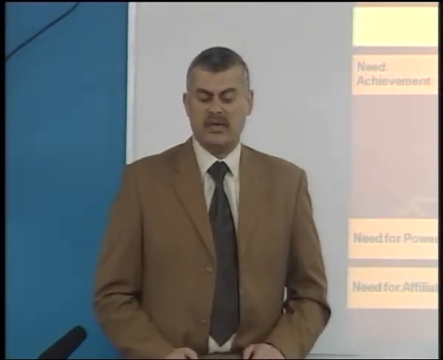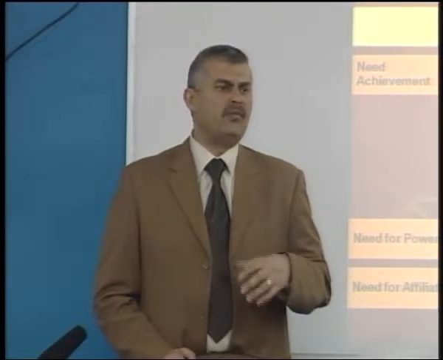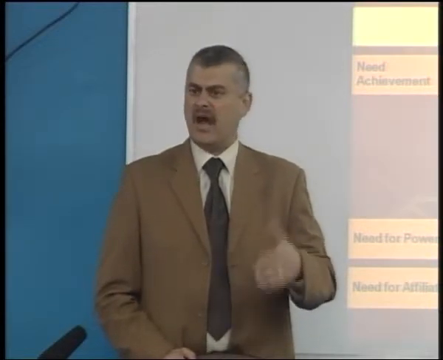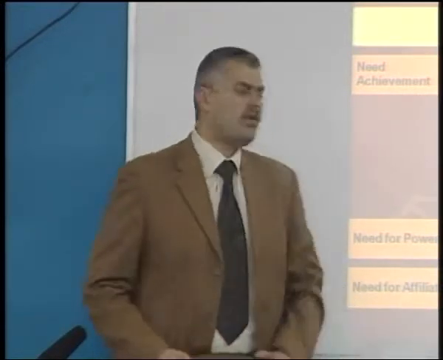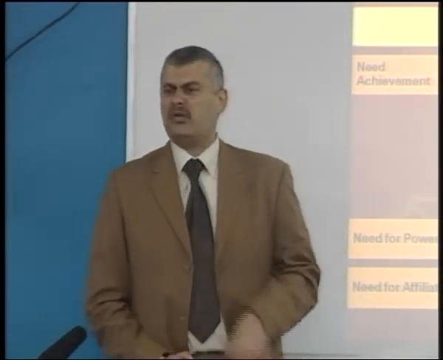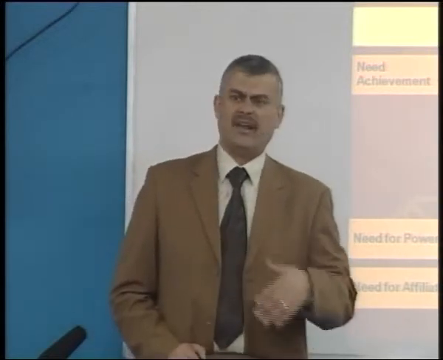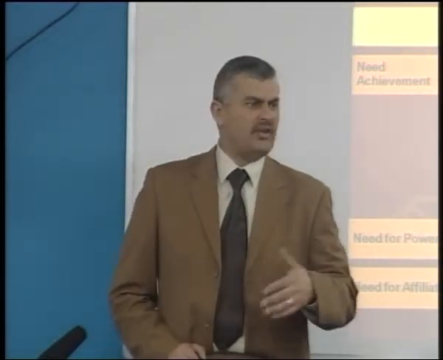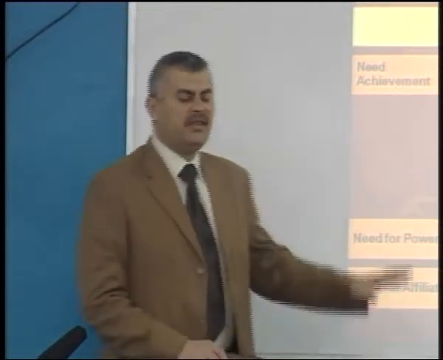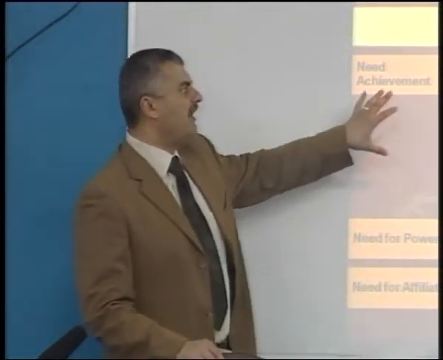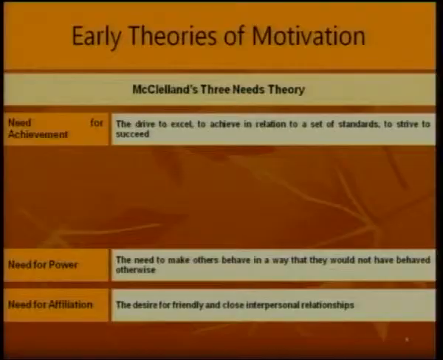Now, when you talk about need for power, here we are talking about the need for controlling others, how they perform or deal with their work. And when you talk about need for affiliation, here we are talking about the need for social relations with others. We are talking about social networking or social relations. Now, those are the three main needs on which McClelland built his theory.